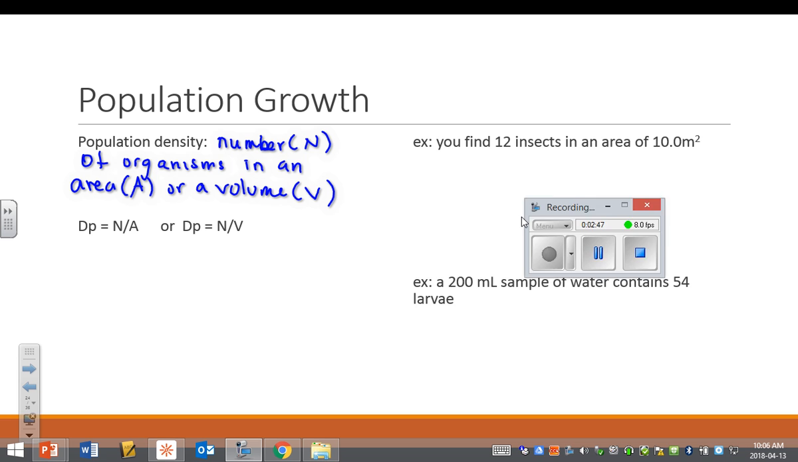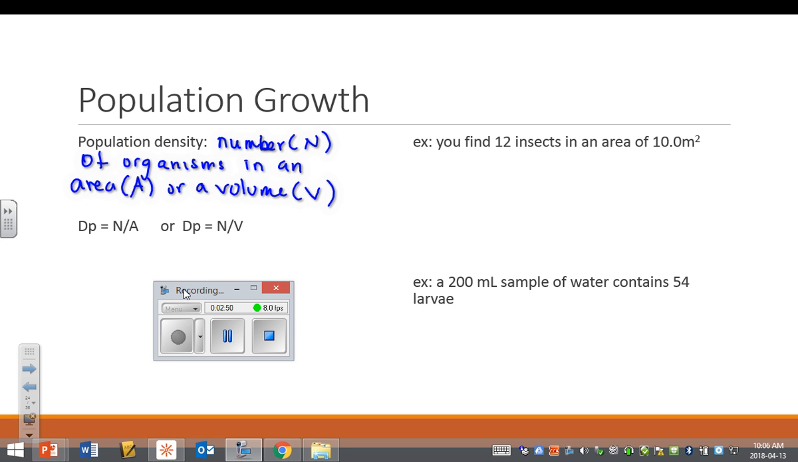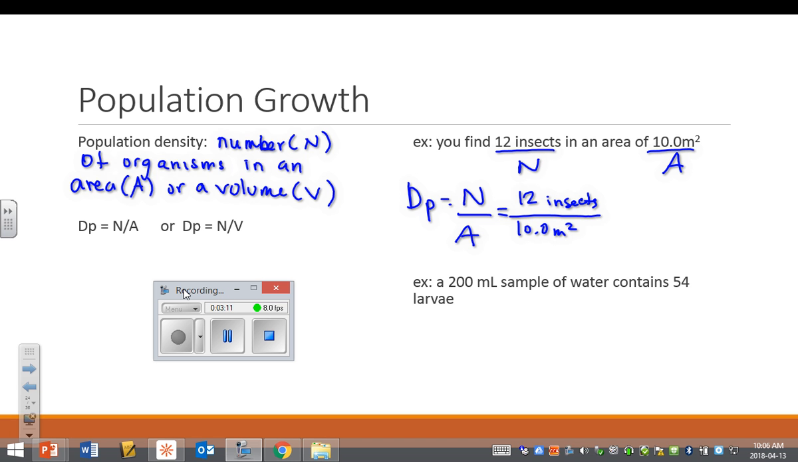So in the example that I have at the top here, it says you find 12 insects in an area of 10 meters squared. So this is my n, and this is my A. So if I want to calculate population density, I'm going to divide the number of insects by the area in which I found them. So 12 insects divided by 10.0 meters squared. Now, some of you will wonder, do we have to consider significant digits if we're calculating things? The answer is yes, but if we're asking you to calculate something and it's a numeric response, the question is going to tell you how many digits to use. So you won't have to guess how many digits to include.